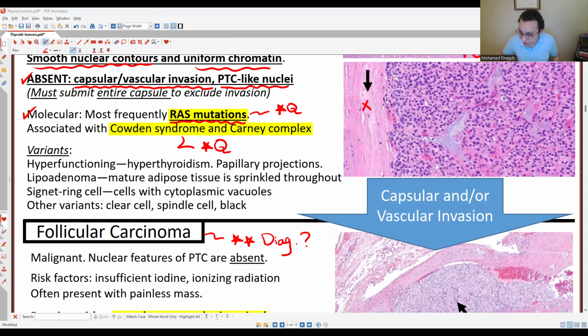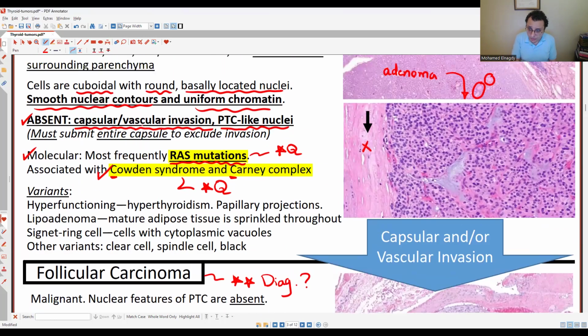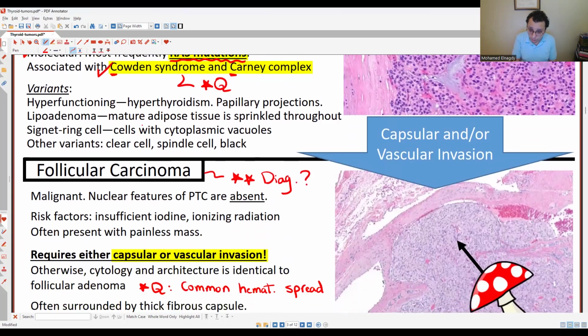Yeah. Okay. So it's associated with RAS mutation, and it's associated with two syndromes with the letter C, which are Cowden syndrome and Carney complex. Cowden syndrome and Carney complex are associated with follicular adenoma and carcinoma as well, and the RAS mutation, aside from BRAF, which was associated with papillary.